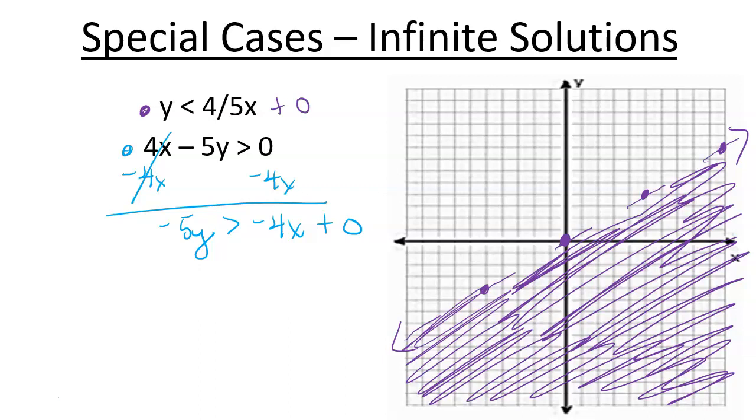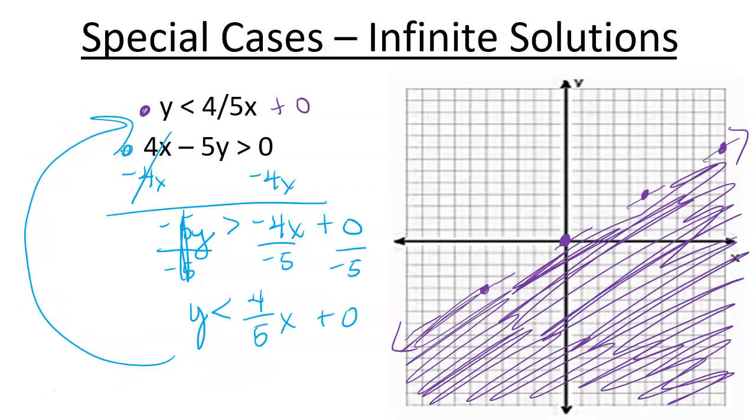Now, technically, do I need to write that 0? No, I don't. I'm going to divide by negative 5 all the way across. Since I'm dividing both sides by a negative, I need to flip my inequality symbol. Negative 4 divided by negative 5 makes positive 4/5 x plus 0, which, if you notice, is the same as my first equation.